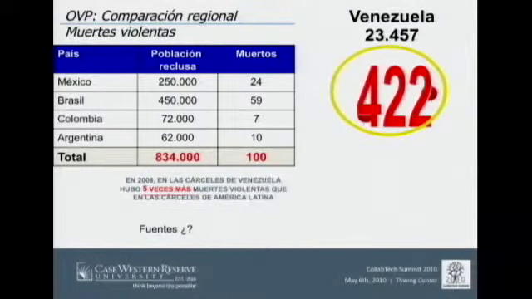If we see in this slide, the last column says "muertos," how many dead people we have. In Mexico, Brazil, and Colombia, the total is 100 in prisons. So we have a number here in Venezuela that's 422, violent deaths. This is something that is completely ignored by the government and not accepted at all.